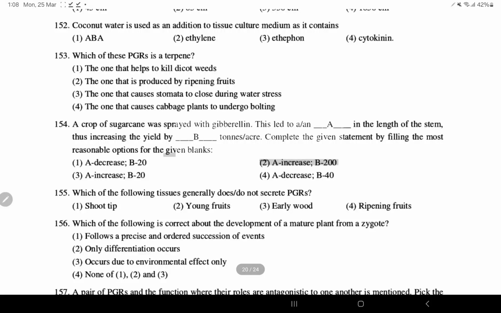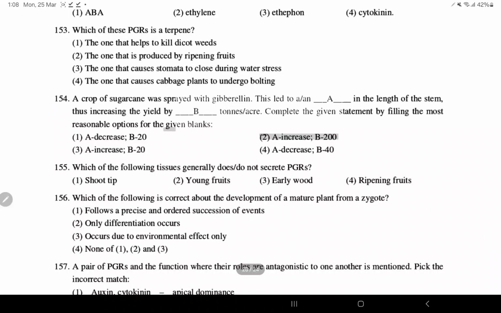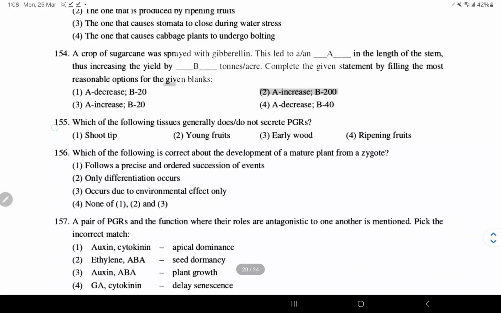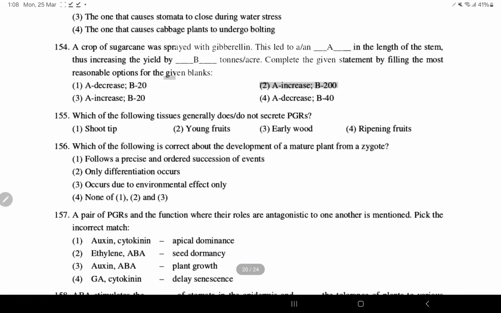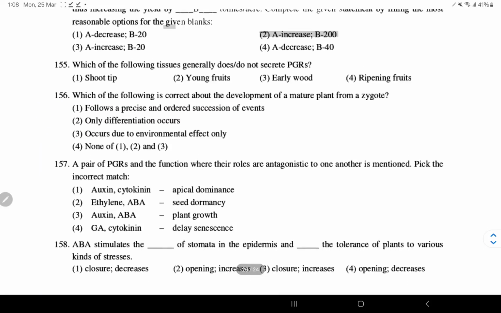Option 4. Which of these PGRs is a terpene? So gibberellins, the one that causes the cabbage plant to undergo bolting. A crop of sugarcane was sprayed with gibberellins. That led to an increase in length of the stem and yield by 20 tons per acre. Which of the following tissues generally do not secrete PGR? Early wood. Wood will not secrete any PGR.